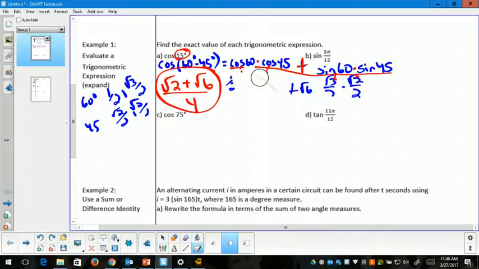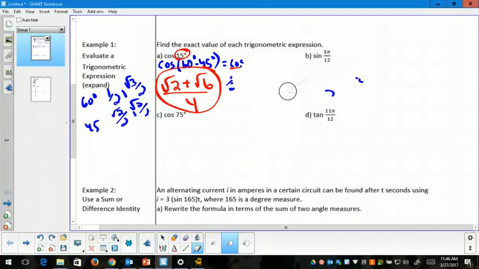So now we're going to take a look at letter B. Sine of 5 pi over 12. I'm going to have to think of things in terms of twelfths. Pi over 6 would be 2 pi over 12. It may help to have a unit circle handy that you could change everything in terms of twelfths if you would like to. We also have pi over 4, which would then be 3 pi over 12. And in fact, that's what I'm going to want. 3 pi over 12 and 2 pi over 12, where 3 and 2 add to 5.